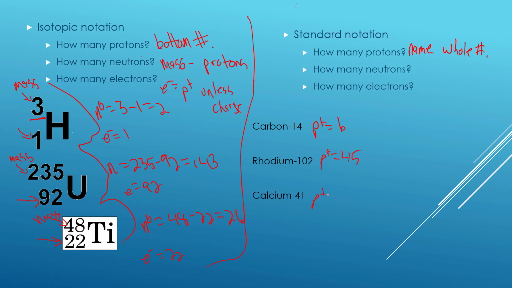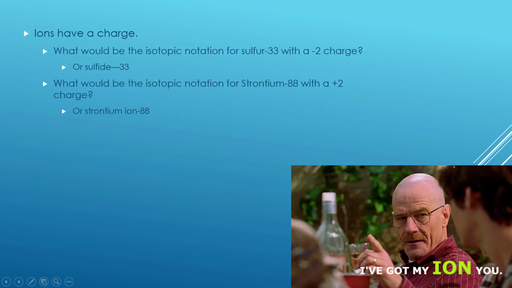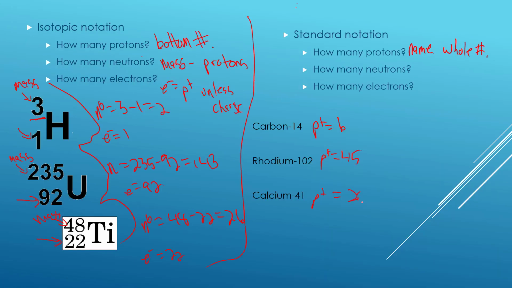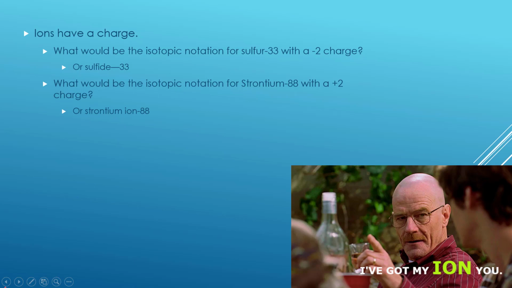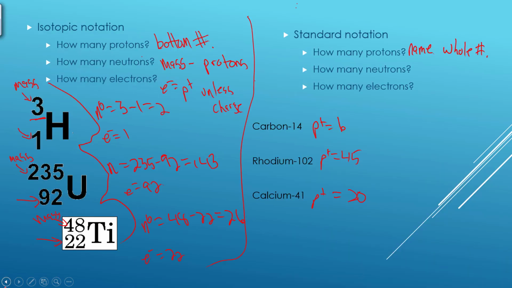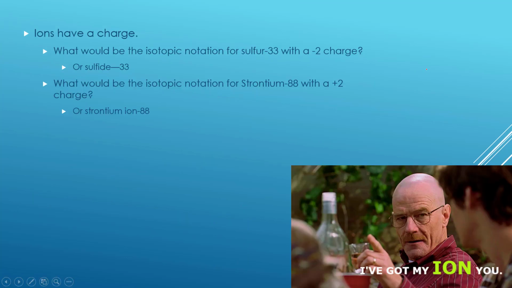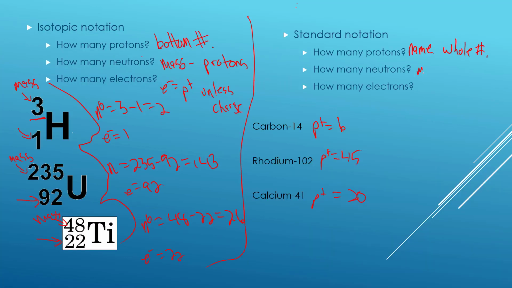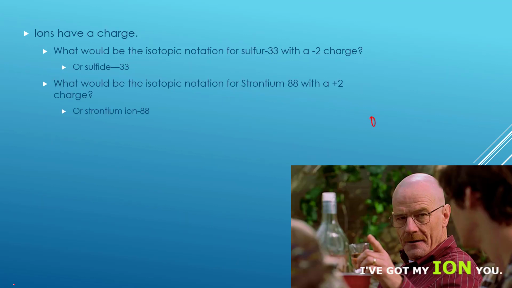Calcium is on the left-hand side, and it's in the 4th row, which is 20. Then we have neutrons. Neutrons are still going to equal mass minus protons. This number right here is the mass. So mass minus protons gives neutrons.